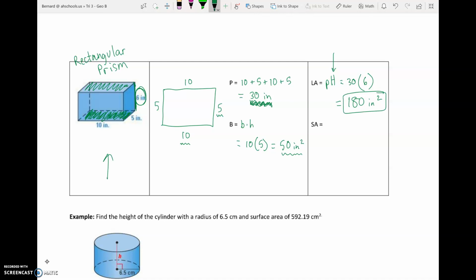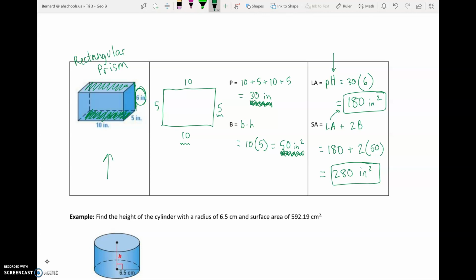And then remember, for surface area, it is our lateral area plus 2 times our big B. Remember, our big B is what we just found over here, which is 50. And remember, our lateral area is something we just found as well. So for our surface area, it's going to be 180 plus 2 times 50. 2 times 50, obviously, is just 100. 180 plus 100 is 280 inches squared for the surface area.